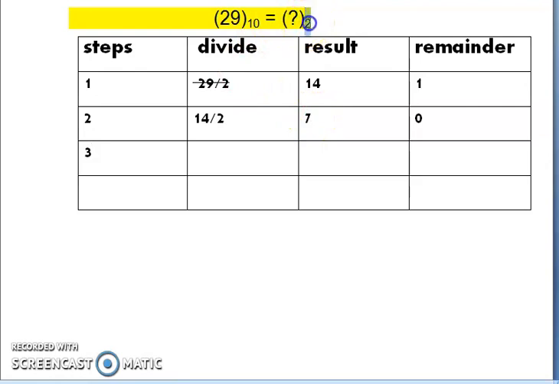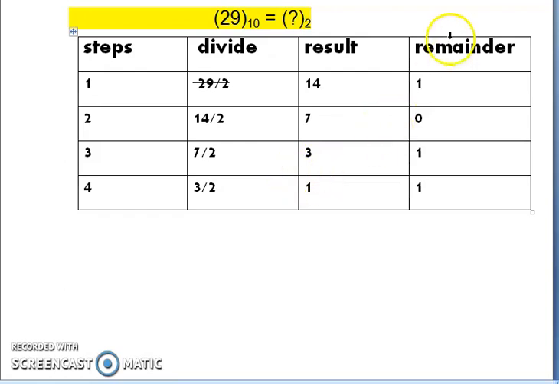So this division will be repeated until the result is less than the base value 2, which means the result is either 0 or 1. Whenever you get a result of 0 or 1, you can stop the procedure. So step 3, again 7 by 2: the result is 3, remainder is 1. And step 4, 3 by 2: the result is 1, and the remainder is 1.